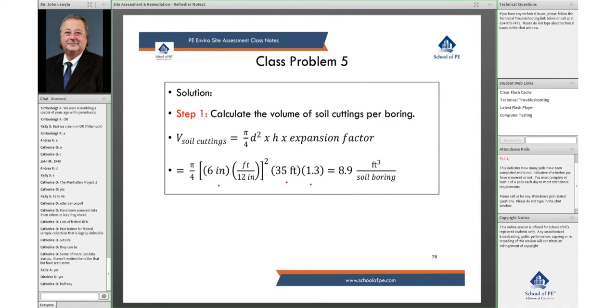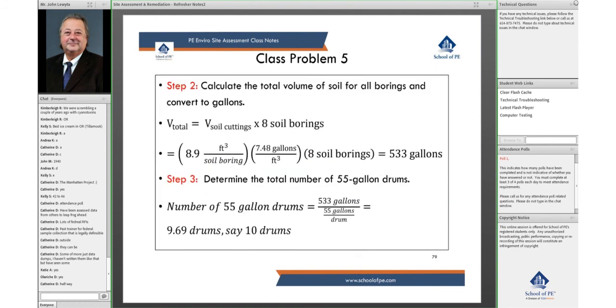For 35 feet of 6-inch bore, we end up with a little under 9 cubic feet of soil, assuming this is the expanded factor. Next, we calculate the total volume of soil for all the borings. We had 8 soil borings, with about 9 cubic feet per boring, and 7.48 gallons per cubic foot.